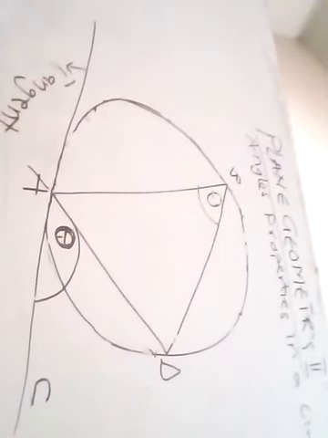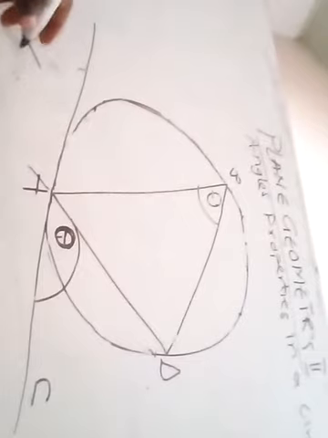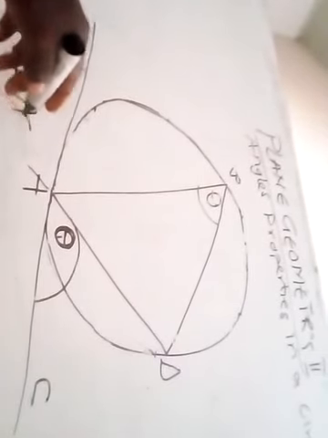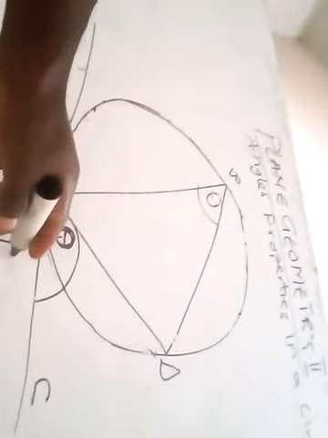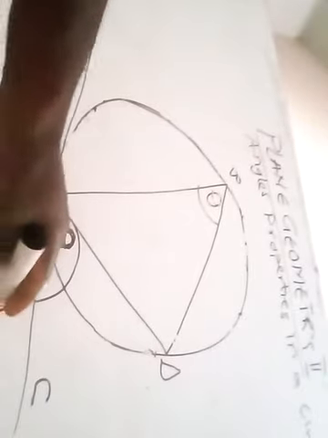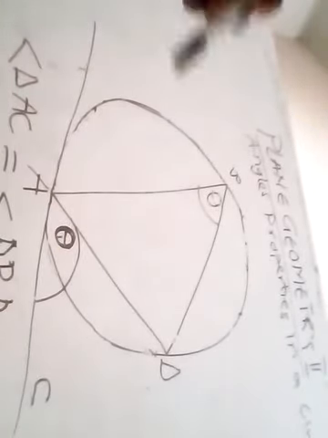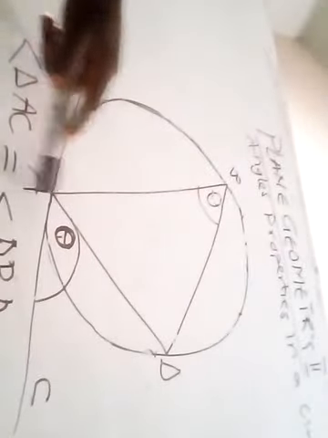So this angle at the tangent is equal to the angle in the alternate segment. Okay, so let's go to the property. At this one, angle DAC is equal to angle DBA. So angle DAC, this angle, is equal to angle DBA, this angle.